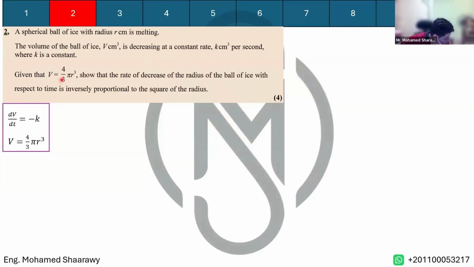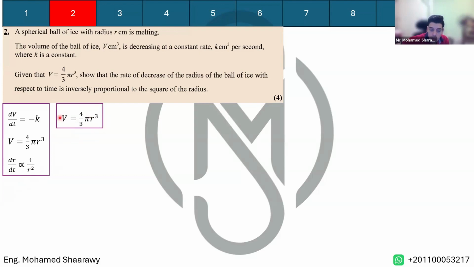And I'm given the formula of the volume, which is 4 over 3 pi r cubed. And he wants me to show that dr by dt will be inversely proportional to the radius squared. So something like this. So first I need to get dr by dt. How can I get dr by dt? If I differentiate everything with respect to time. This equation will be differentiated with respect to time. So the differentiation of volume with respect to time is dV by dt. The differentiation of r cubed with respect to time is 3r squared dr by dt.